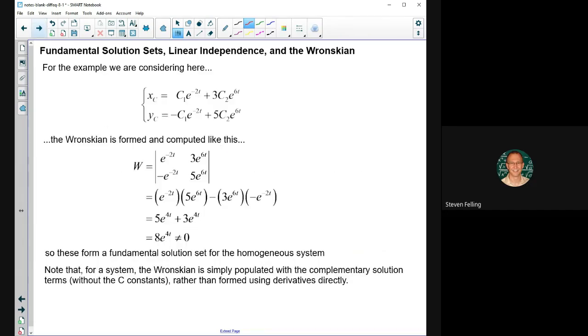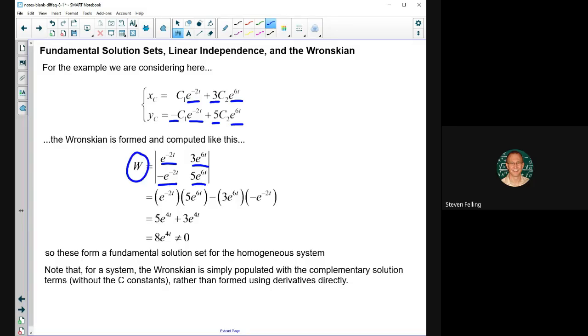Here's a complementary solution for the homogeneous set. Now, we don't know these constants, so we ignore those constants. But what we're going to do is just take the structure, so e to the negative 2t, the 3 e to the 6t here, the negative 1 e to the negative 2t, and the 5 e to the 6t here, and then form a determinant with everything just in matrix form, like just drop the unknown constants and copy the matrix. That is the Wronskian for the system.